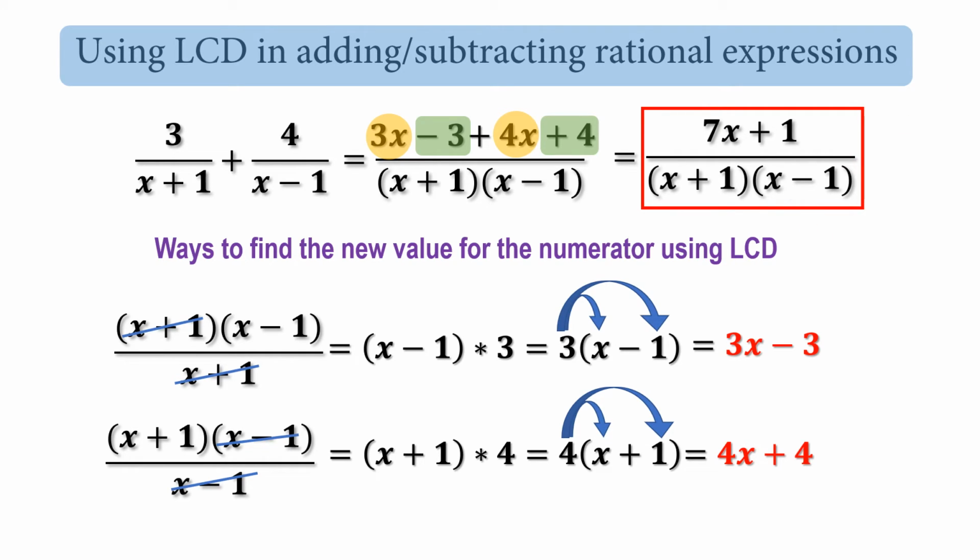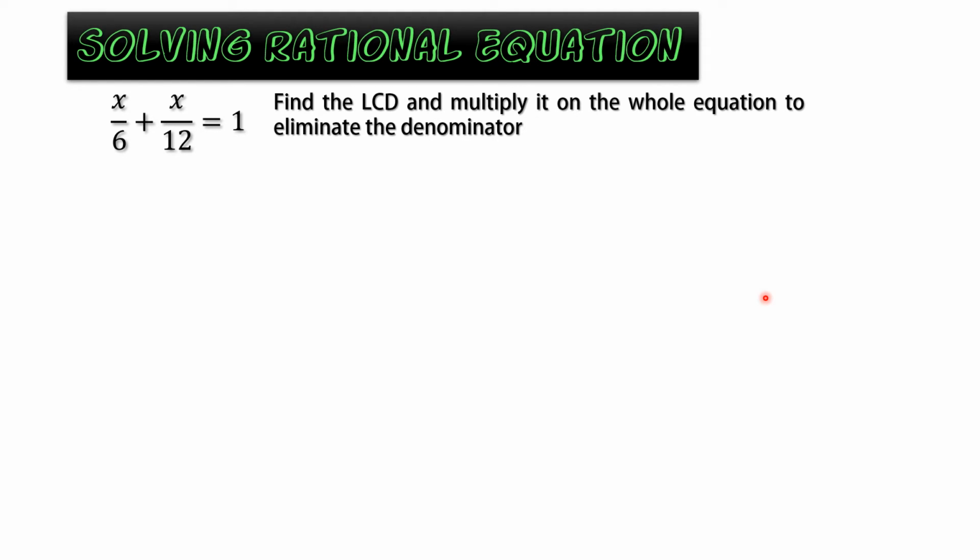Okay, that's it. Now, let's proceed on solving rational equations. I have here, guys, an example, which is x over 6 plus x over 12 is equal to 1. The first step is to find the LCD and multiply it on the whole equation to eliminate the denominator. We must eliminate the denominator so we can solve for the value of x. So, let's copy it first.